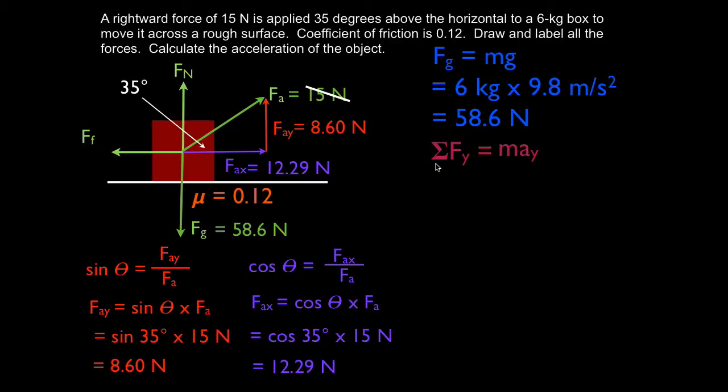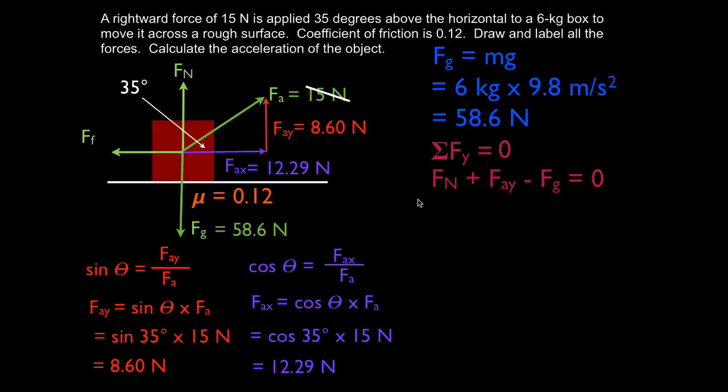But the box is moving to the right. It's not moving or accelerating in the y direction. So therefore we know that that is going to be 0. So the sum of the forces equals 0. We're going to sum them up. Up is going to be our positive, and down is going to be our negative direction. We have Fn in the positive direction plus Fay, then minus Fg, is going to be equal to 0.